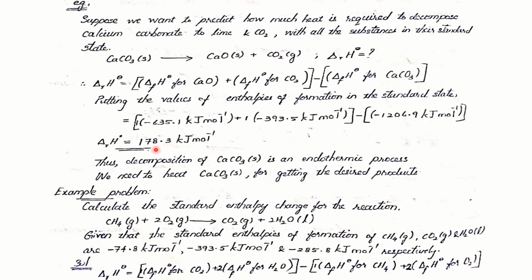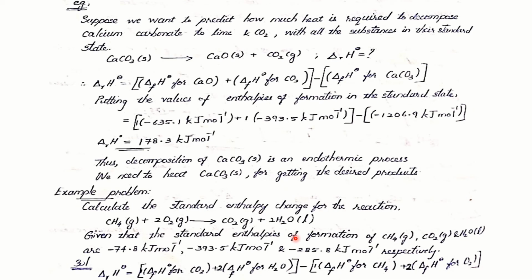Since the standard enthalpy of this reaction has a positive sign, it indicates that decomposition of calcium carbonate is an endothermic process and that we have to heat it to get the desired products. Okay, let us do an example problem. Calculate the standard enthalpy change for the reaction. Methane reacts with 2 moles of oxygen to produce carbon dioxide and 2 moles of water.